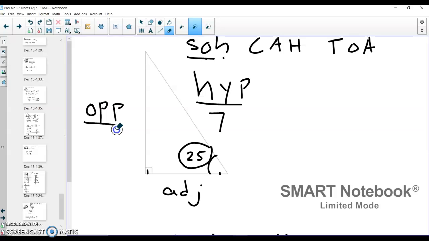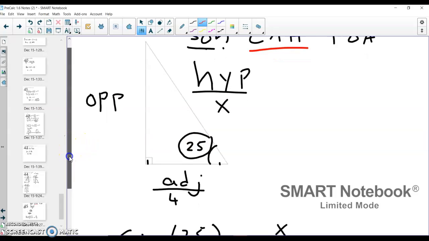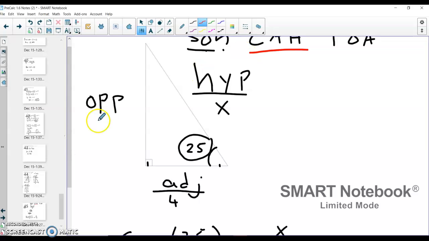Say that this isn't my x, and say I change the x and the 7. Maybe my x is right here. So my hypotenuse is x, my adjacent is 4. Well, again, my reference angle is 25. This time I have adjacent and hypotenuse, and I'm trying to solve for x. Well, adjacent, hypotenuse, that is a cosine problem because Sohcahtoa, CAH, adjacent hypotenuse. So I'm going to set it up to try to solve for x here using cosine.